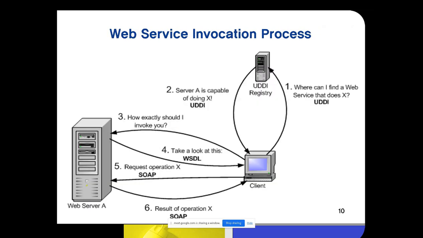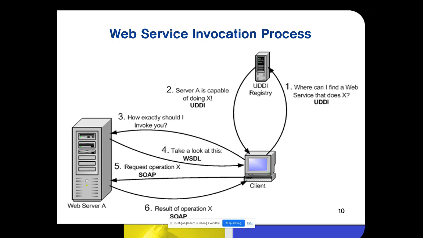Then you see this diagram. This diagram is also very useful to explain the web service invocation process: how the web services are invoked automatically, and what the different processes are. Here we have listed 6 important steps. In the first step, the client sends a message stating, where can I find a web service that does X? It will send this message to UDDI.